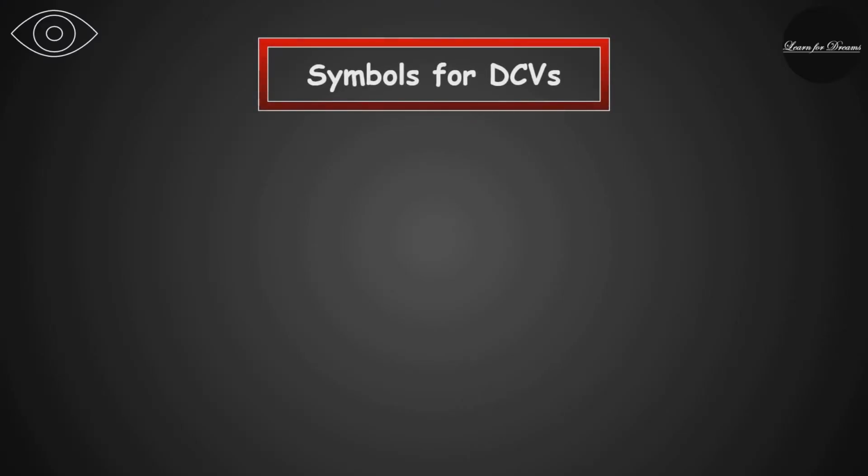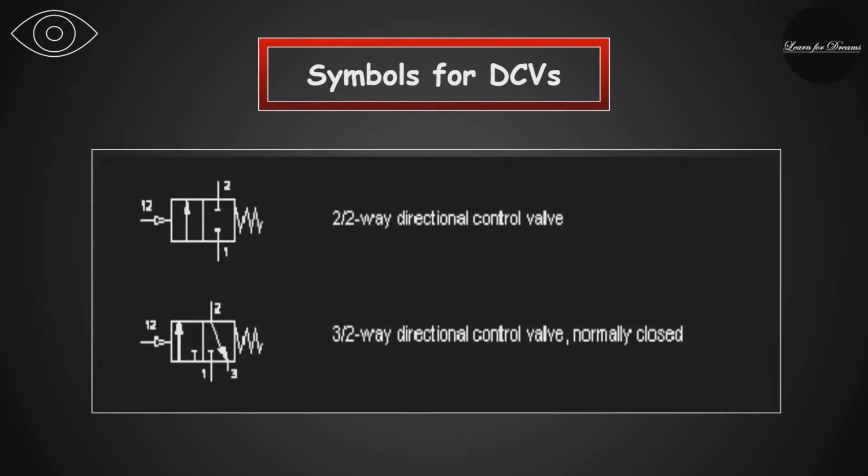Now look at the symbols of valve. First one is 2x2 way direction control valve and second one is 3x2 way direction control valve, where this 2 represents the number of positions. Here you can observe that there are 2 positions in each valve. Now for the first valve, 2 in the first position indicates number of ports in each position, and for the second valve, 3 number of ports in each position.